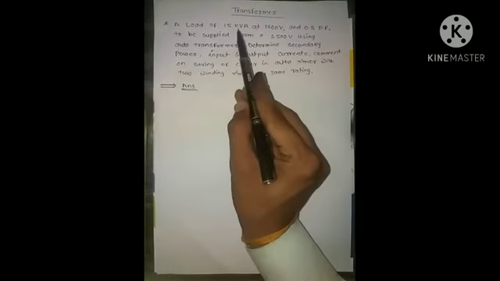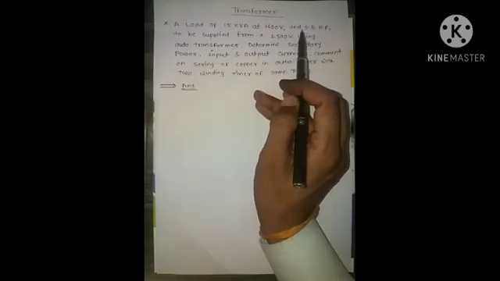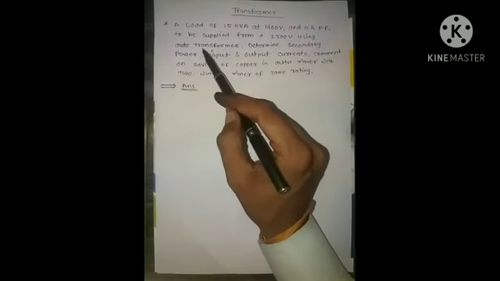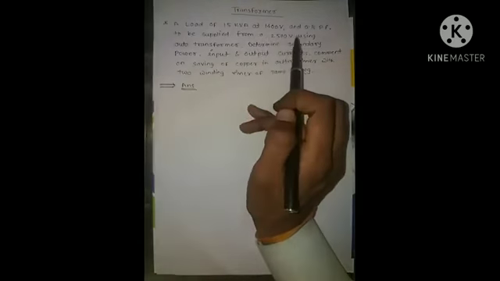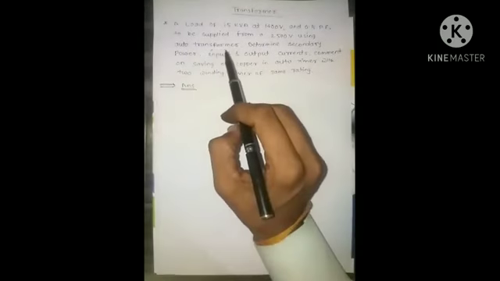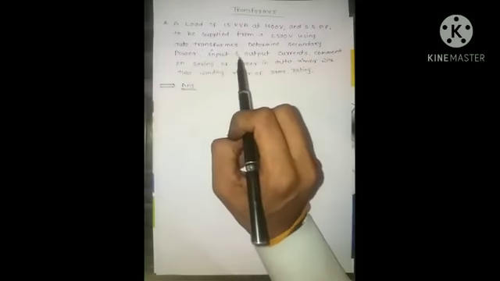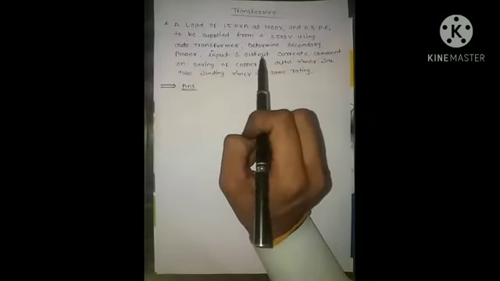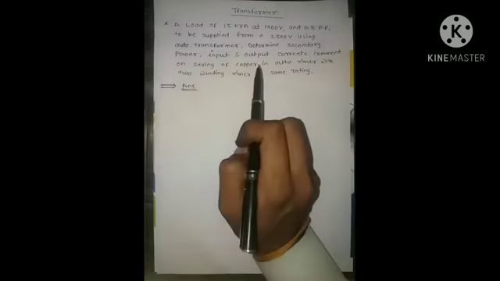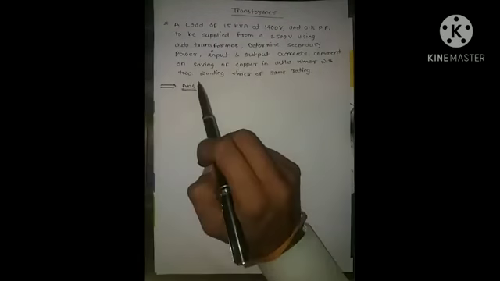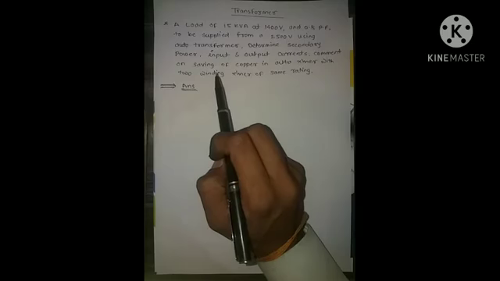A load of 15 kVA at 1400 volt and 0.8 power factor is to be supplied from a 2500 volt supply using an auto transformer. Determine secondary power, input and output current, and comment on the saving of copper in an auto transformer compared with a two winding transformer of the same rating. So this numerical is given.